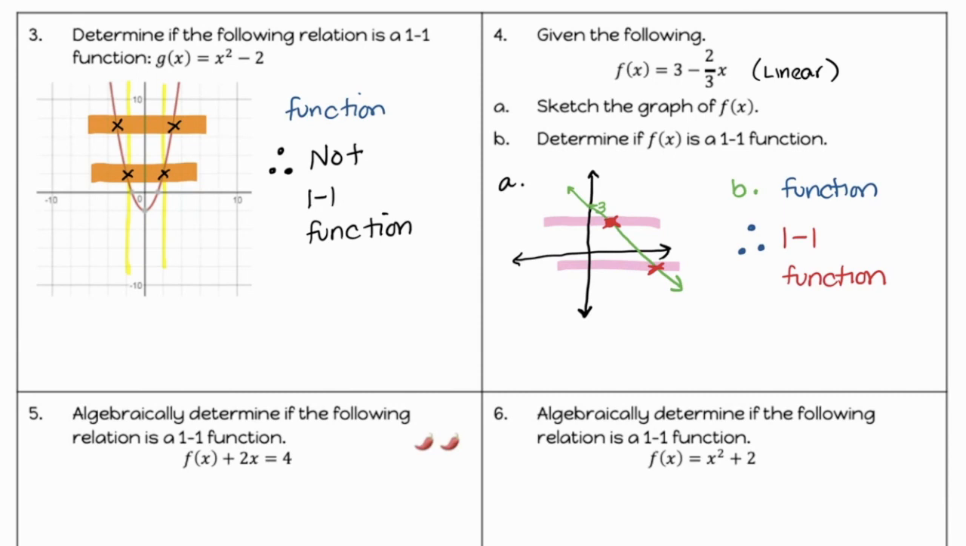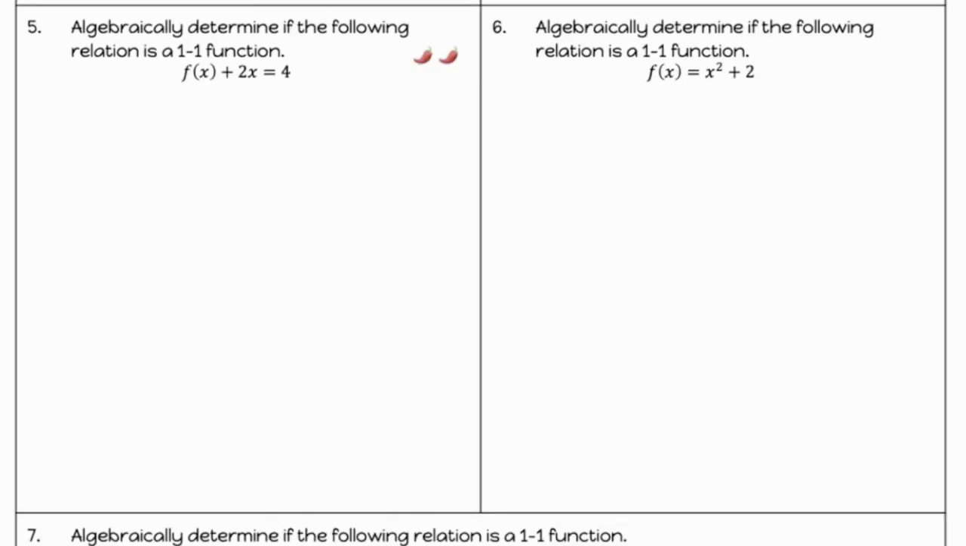All right, let's look at some algebraic approaches. For number 5, what we are looking to do is algebraically determine if the following relation is a one-to-one function. So we have f of x plus 2x equals 4. First thing I'm going to do is make it in terms of f of x equals. Solve for y, solve for f of x, since that's what we have here. So I'm going to subtract 2x from both sides, and I will have f of x is equal to negative 2x plus 4. So here we have a line. I have a line which is telling me that this is a function.